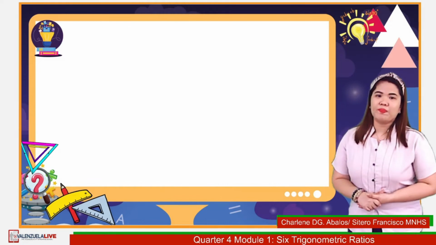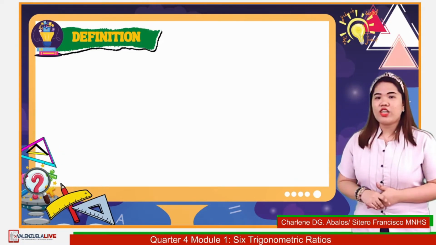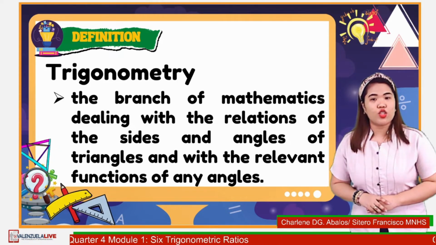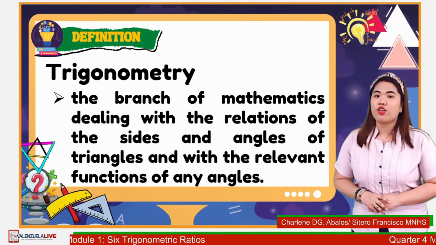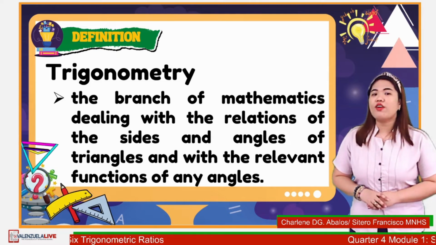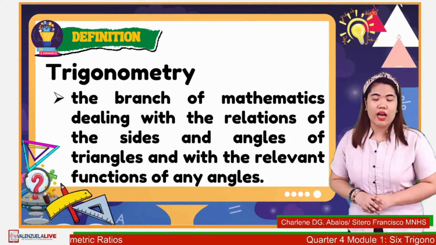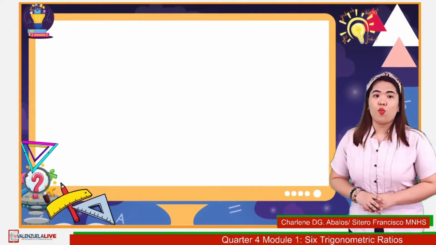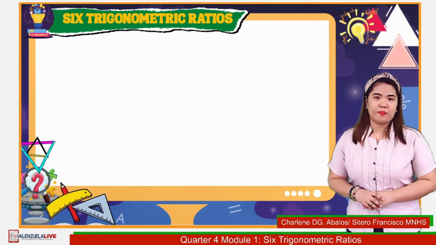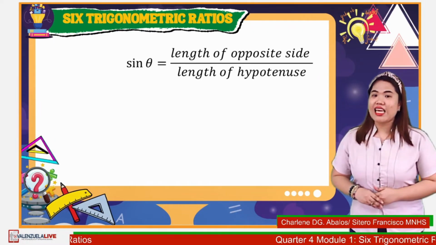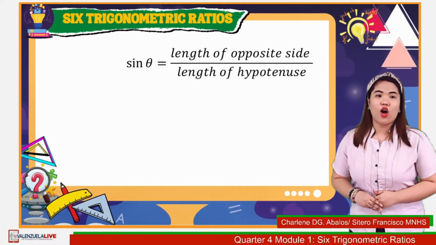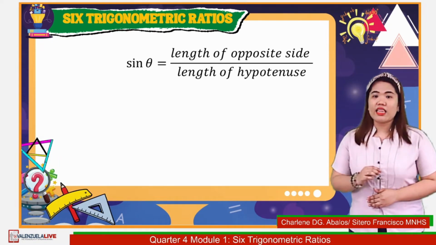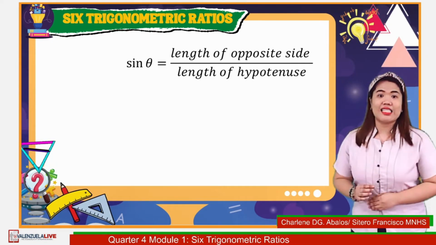As defined, trigonometry is the branch of mathematics dealing with the relations of the sides and angles of triangles, and with the relevant functions of any angles. There are 6 trigonometric ratios, which are the following. The sine of theta is equal to the ratio of the length of the opposite side to the length of the hypotenuse, and it is abbreviated as sin.